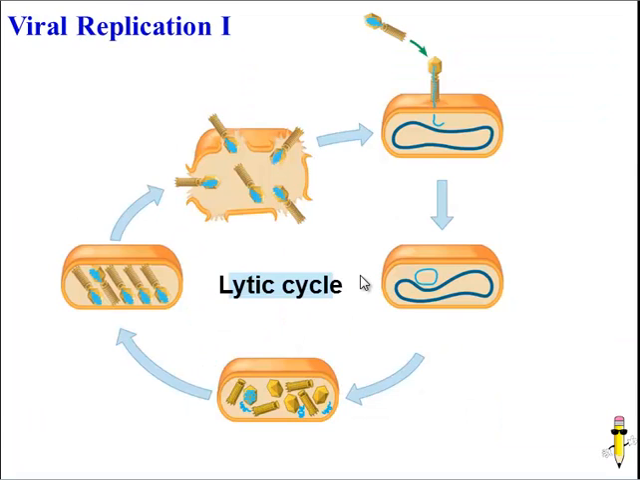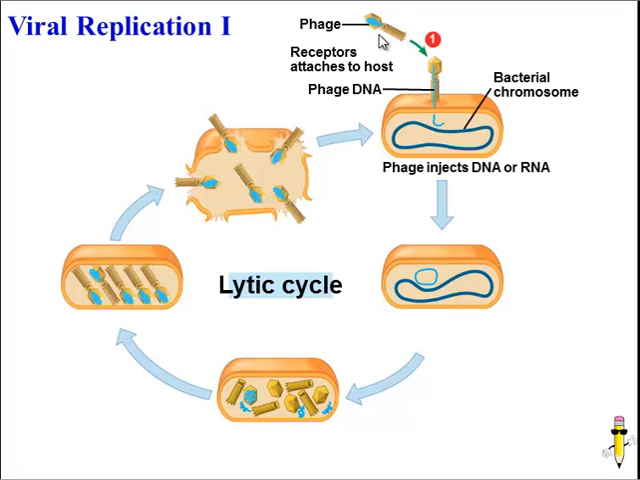So one way that viruses replicate is through the lytic cycle. Let's start at the beginning. Here we have a bacteriophage, a virus that infects a bacteria, and the first thing it has to do is attach to the bacteria cell using its receptors and then inject its DNA into the cell.